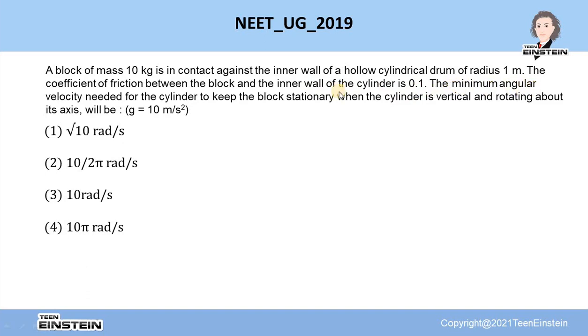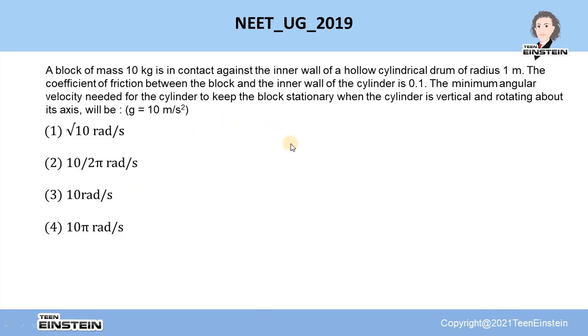The minimum angular velocity needed for the cylinder to keep the block stationary when the cylinder is vertical and rotating about the axis will be square root of 10 radian per second, 10 by 2 pi radian per second, 10 radian per second, or 10 pi radian per second. You have to find out the correct one.